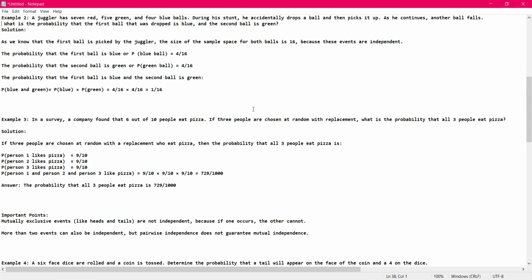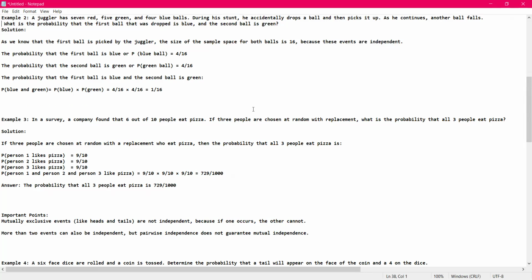So that's why the replacement is done. So why is it 9 by 10? There are 10 people, and we are choosing one person from them who eats pizza. It means already one person has been chosen. Out of the one person left, how many people are there?